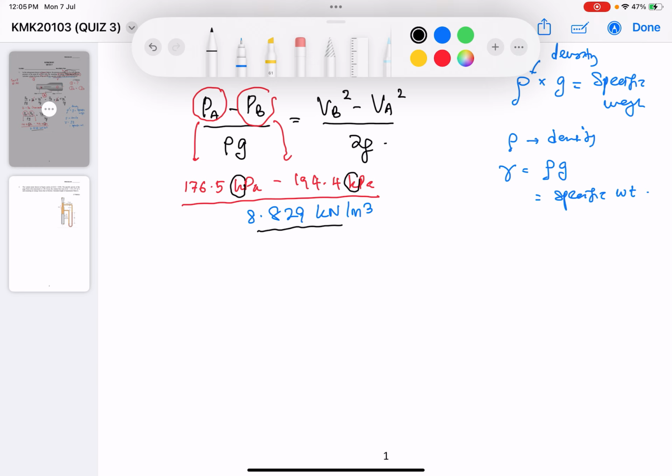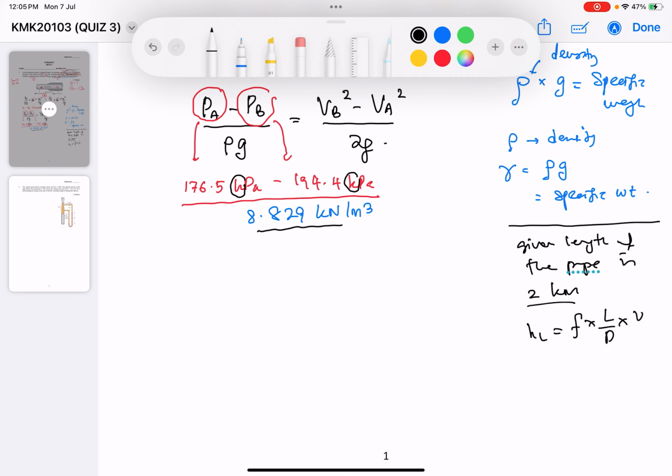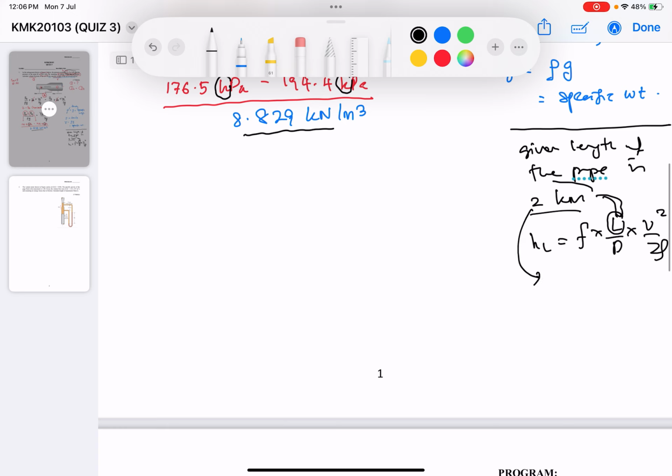Just like, for example, let's say I have a question for the HL, given that the length of the pipes is 2 kilometers. If I want to find HL equals f multiplied by L over D multiplied by V squared over 2g, we have to make sure that all the units are in the basic unit. In this case, the length L was 2 kilometers. I cannot just simply substitute it in here, but instead I need to convert from kilometers to meters. Therefore, I'm going to say that L equals 2000 meters.